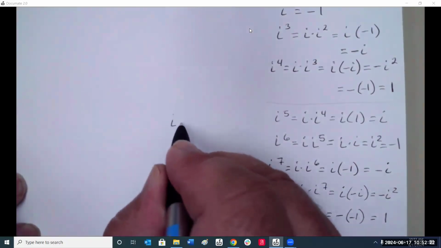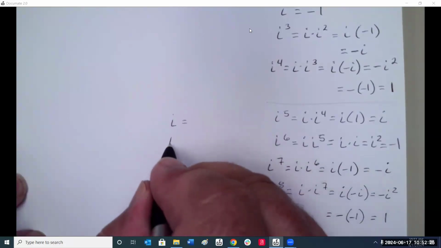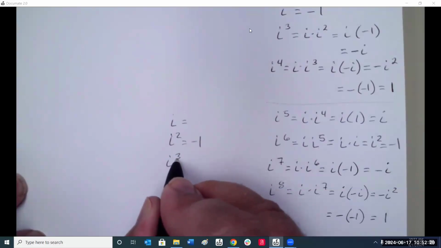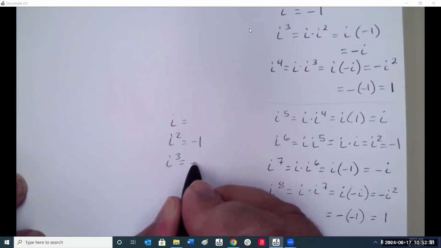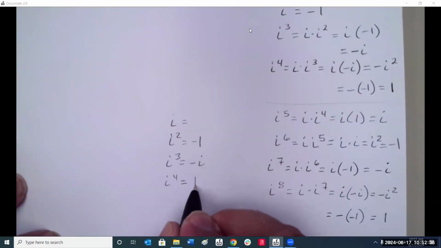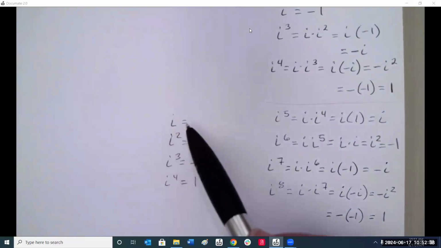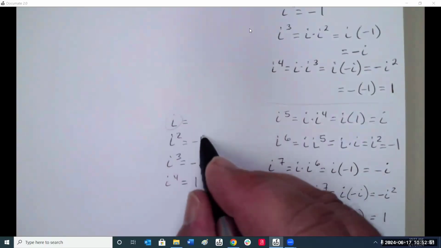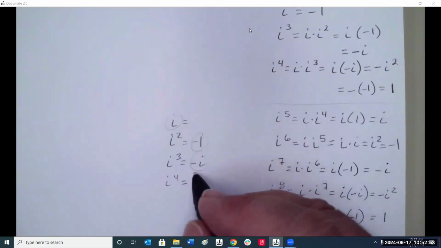It goes, I is the first one. I squared is negative one. I cubed is negative I. And I to the fourth is positive one. Then I to the fifth, sixth, seventh, eighth. So they always repeat a pattern. What's the pattern? I, negative one, negative I, one.